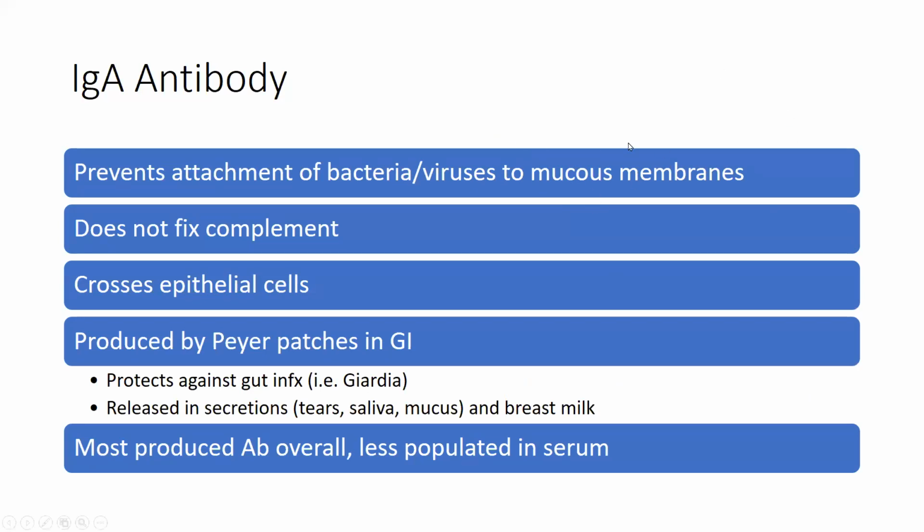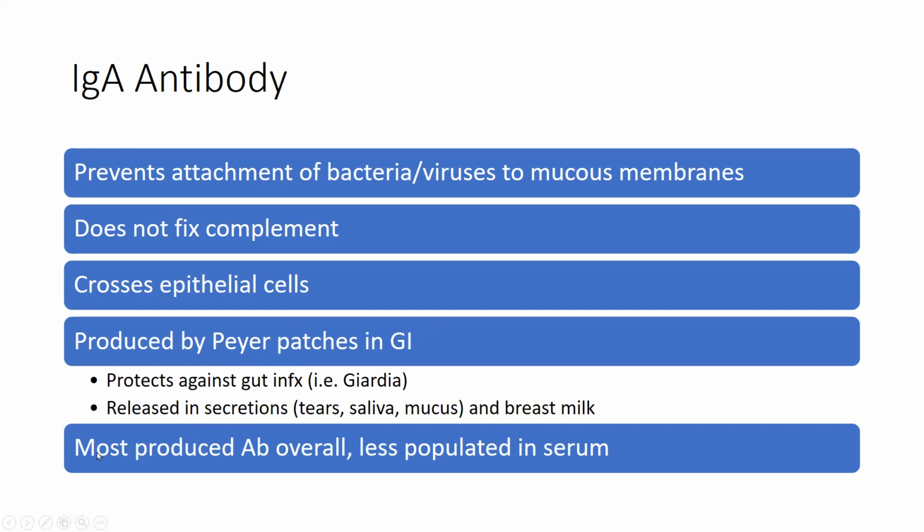IgA is our mucous membrane protector. It prevents attachment of bacteria and viruses at the mucous membranes. It doesn't do anything with complement. It can cross epithelial cells. It can be produced by Peyer's patches in the GI, so it's really helpful for gut infection. So a lot of mucosa in the gut, makes sense. It also can be released in any of our secretions and breast milk.